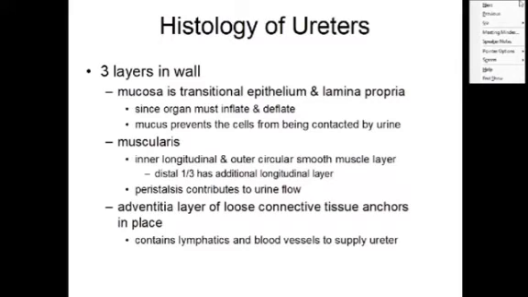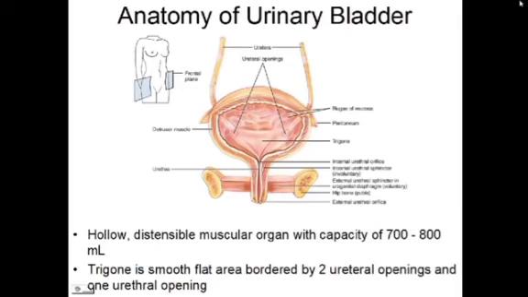Muscularis, inner longitudinal and outer circular smooth muscle layer. Distal 1/3 has an additional longitudinal layer. Peristalsis contributes to the urine flow. Adventitia, layer of loose connective tissue, anchors in place.